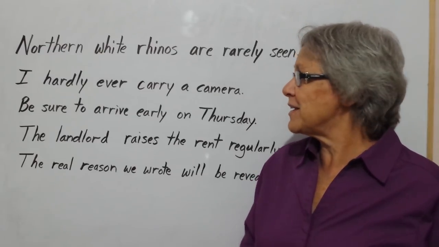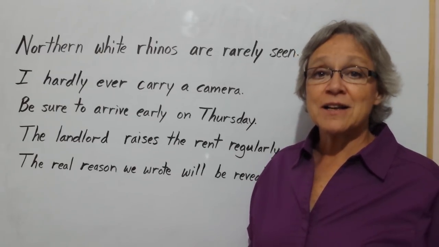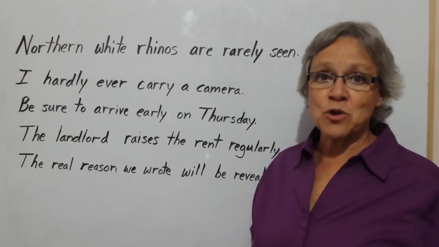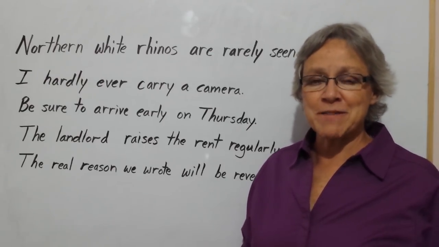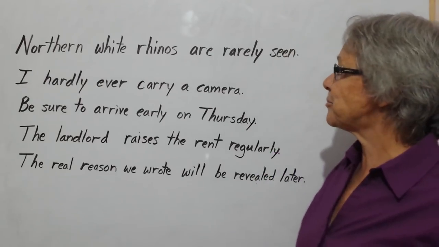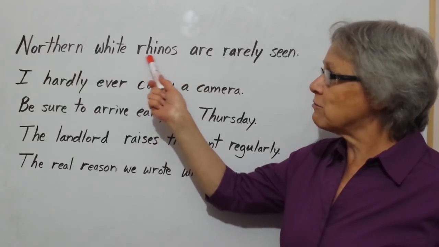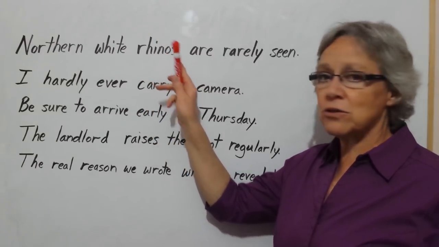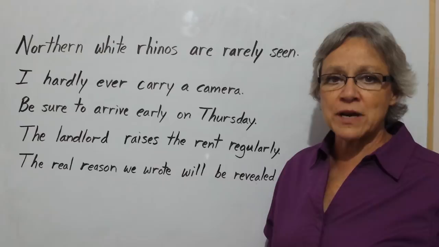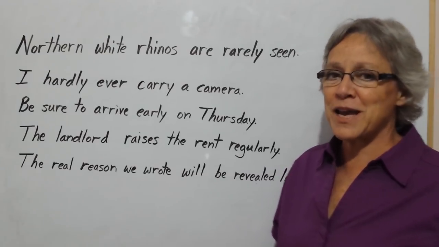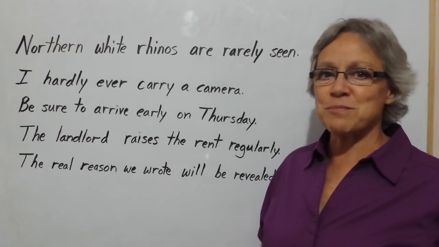All right, let's go with these sentences. I will read them normally, and please repeat, okay? And then I'll break them down afterwards. And this word, rhinos, that's the plural. Rhino is short for rhinoceros, okay? It's a big animal. This is just the short form.